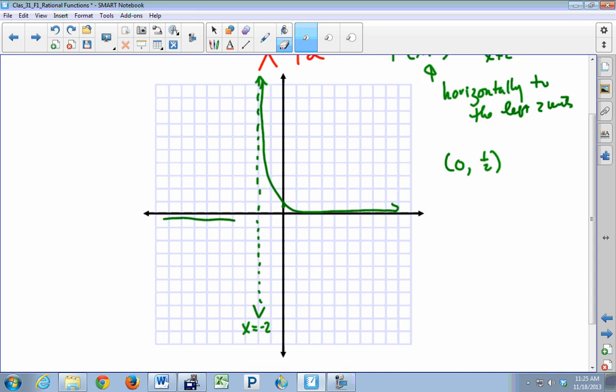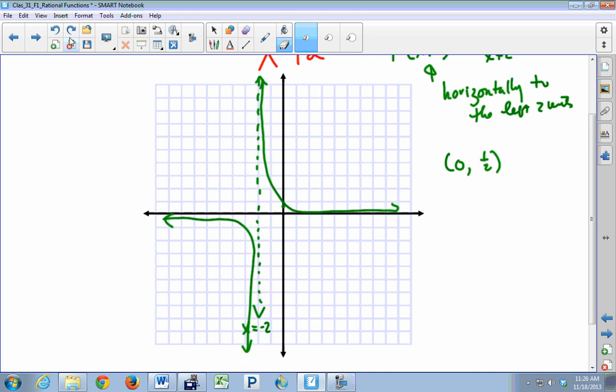Really fast. Just like that. I'm just sketching it. Literally, it looks exactly the same except that it's been shifted to the left. So you don't have to plot all these points. That's the great thing about knowing transformations of your parent function. So that's the idea I want you to employ.